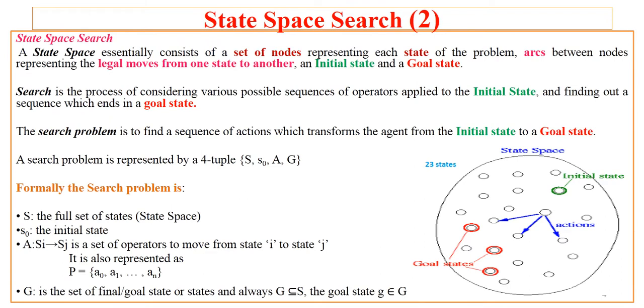Now we'll try to understand the state space search. We have already seen some of the terminologies. Now what is state space? State space essentially consists of a set of nodes representing each state of the problem.